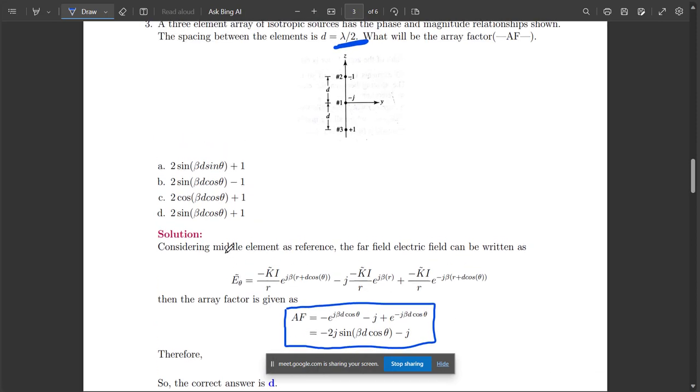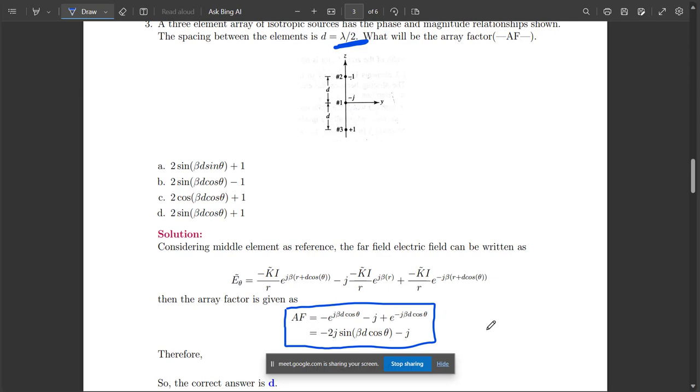First thing is the electric field. The far field electric field for three elements can be written like this. If you take minus k i by r e to the power j beta r common, you will get the array factor as e to the power j beta d cos theta minus j plus e to the power minus j beta d cos theta.